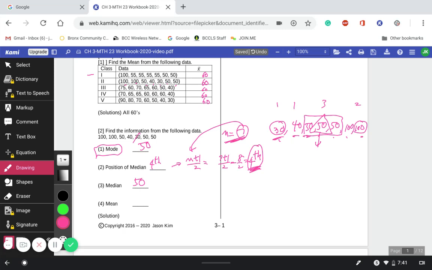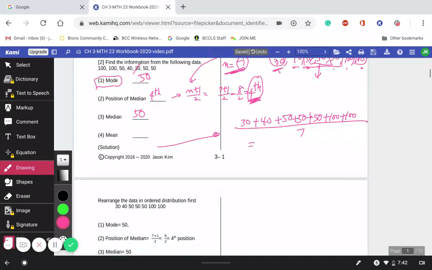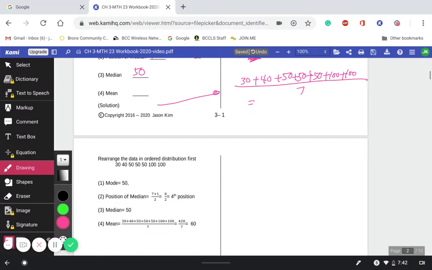Mean value is you add all these entries, 30 plus 40 plus 50 plus 50 plus 50 plus 100 plus 100, and divide that by 7. That's how you find the mean value. So if you use a calculator, if you add them, you got 420 divided by 7, and you got 60. So your mean value is 60.